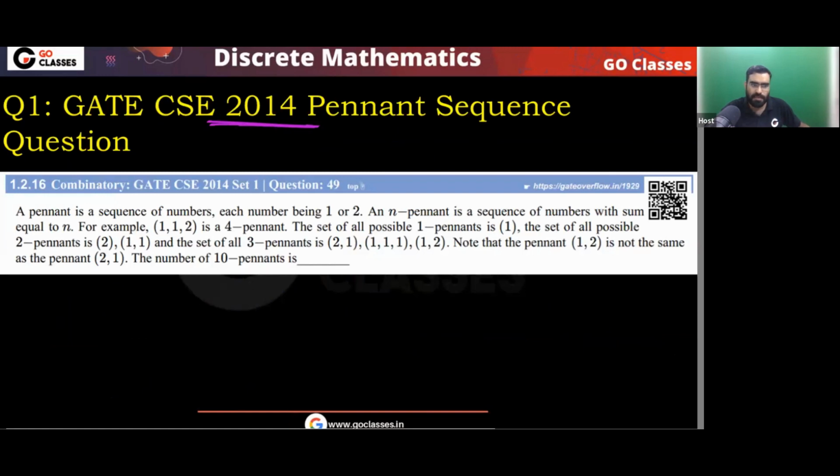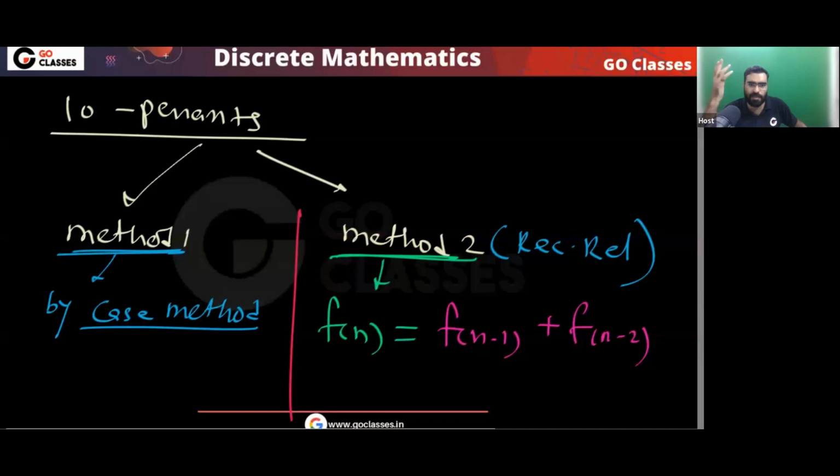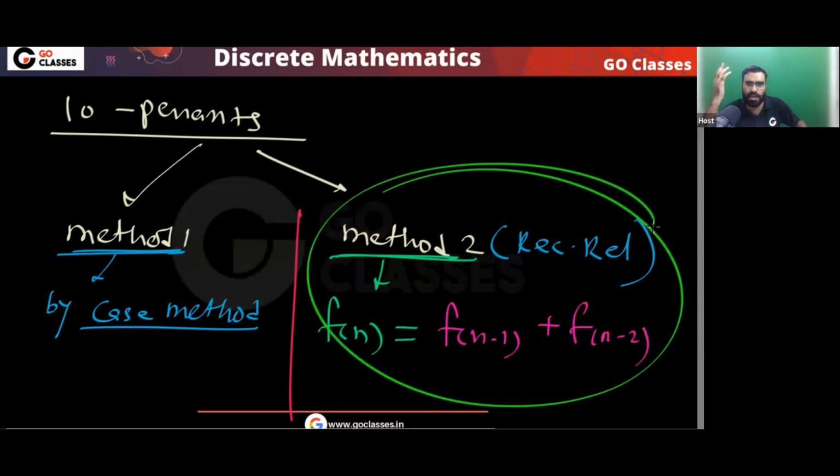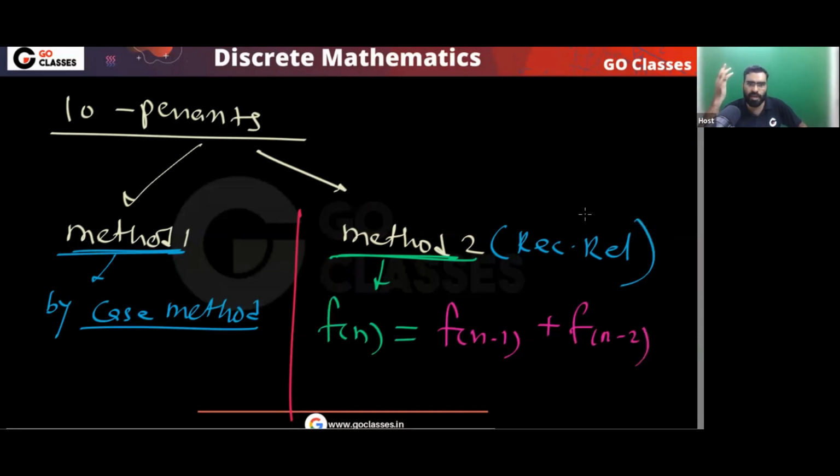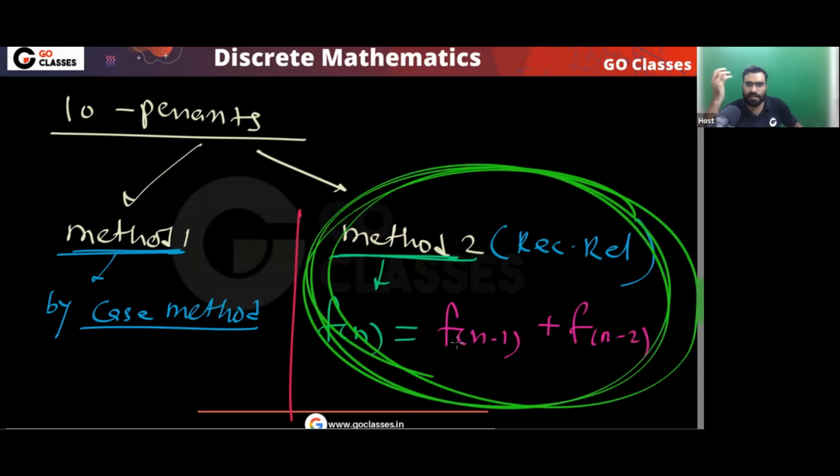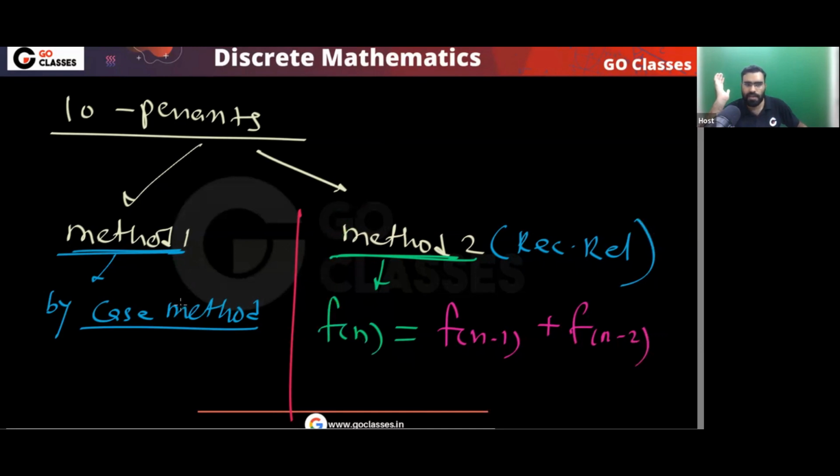Very nice question. Now I can tell you one thing. The professor who created this question, what method do you think this professor had in mind that students will be using, method 1 or method 2? I think method 2, because this is a more analytical and more sophisticated method. Anyway, you have method number 1 and method number 2, and you can use any of them.